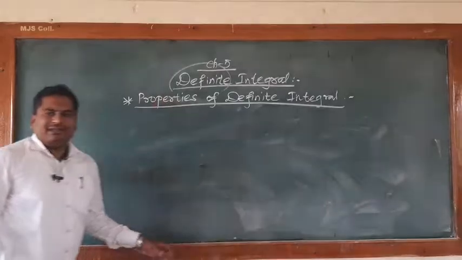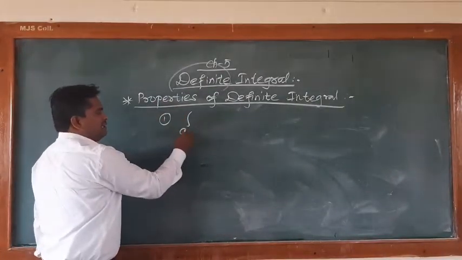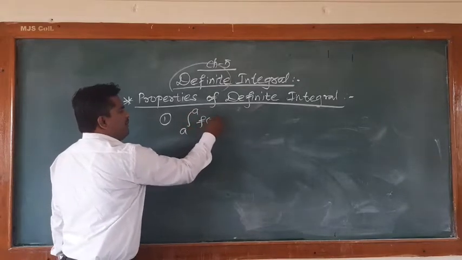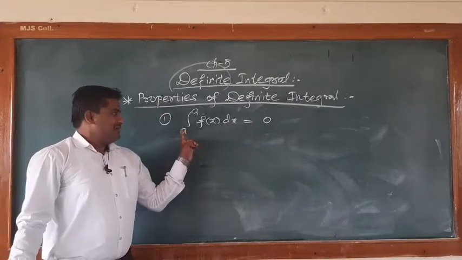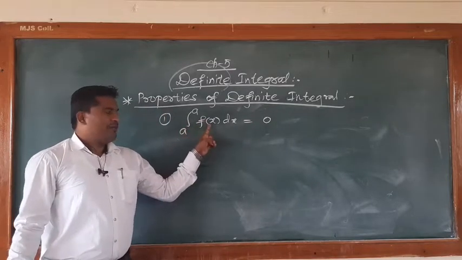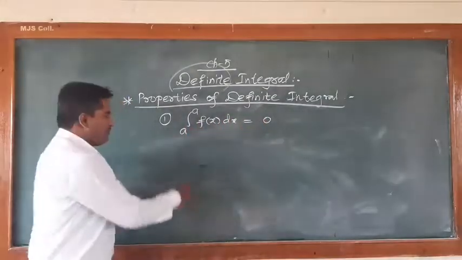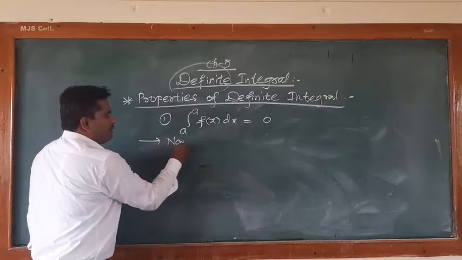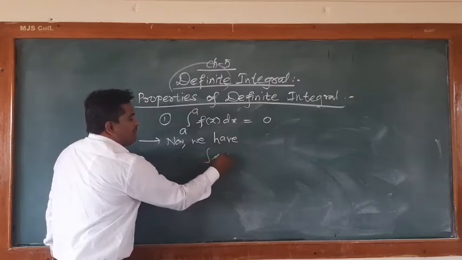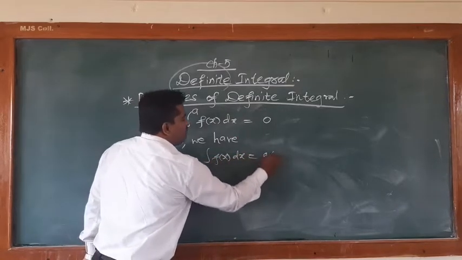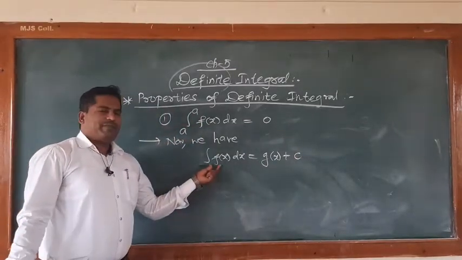Properties of definite integral. First property is integration of f of x with respect to dx with limit a to a is equal to 0. We have integration of f of x with respect to dx is equal to g of x plus c. It is the standard definition of integration.